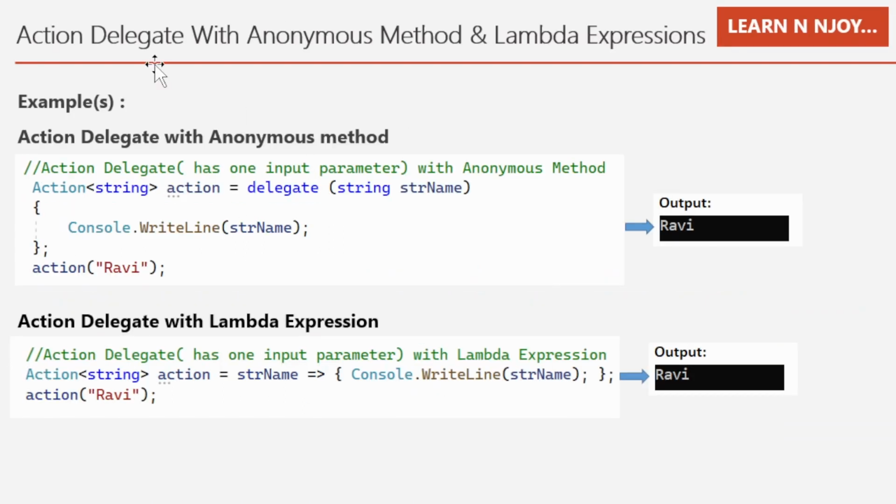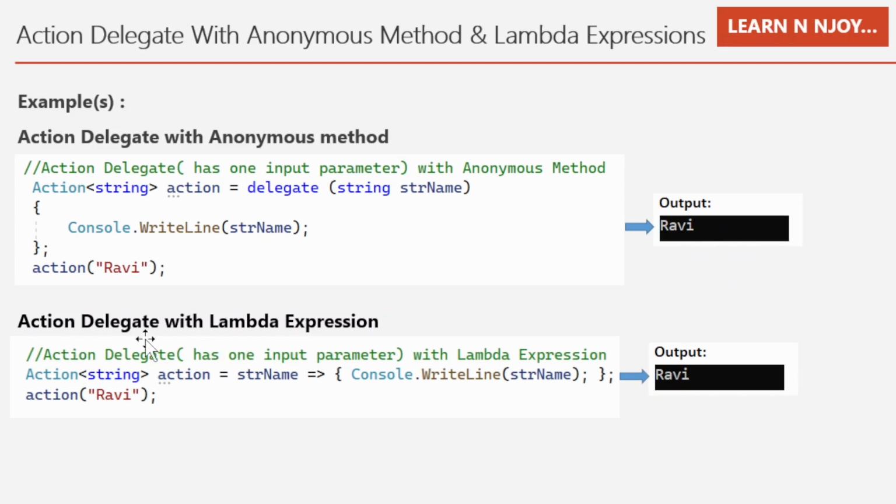Okay, so similarly, we can use Action delegate with an anonymous method and lambda expression. If you see the example, Action delegate with anonymous method, here we have defined this Action delegate that has only one input parameter, and I have written this anonymous method with the delegate keyword, right? It just prints this name that we are receiving as a string input parameter, right? And I have called this anonymous method with the help of this Action delegate instance name, which is nothing but action, and then we pass Ravi as a parameter. If you see the output at the right hand side, the output is Ravi.